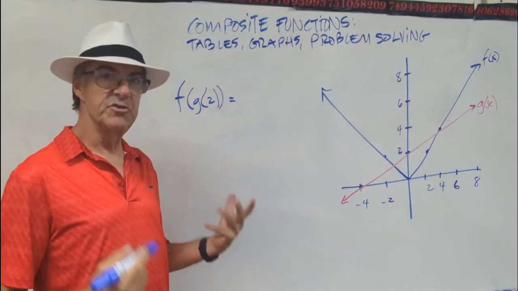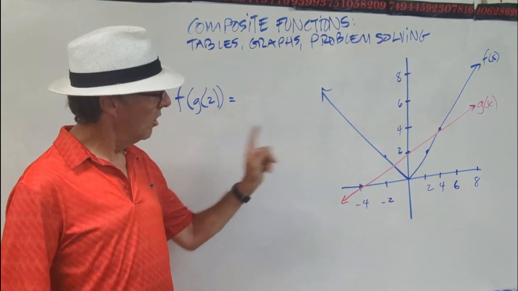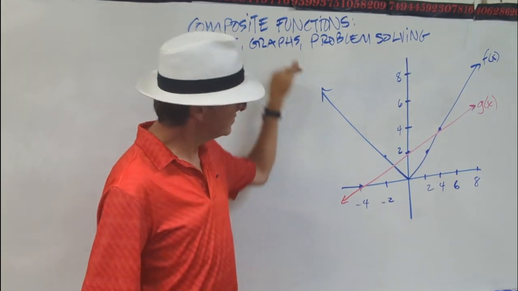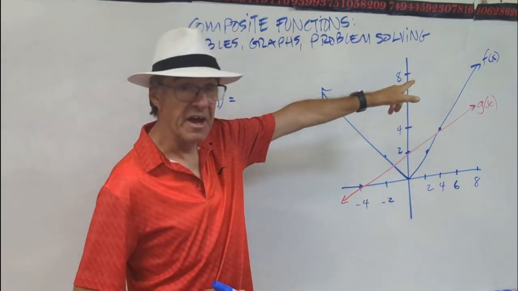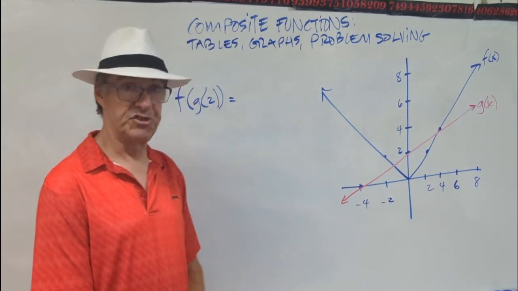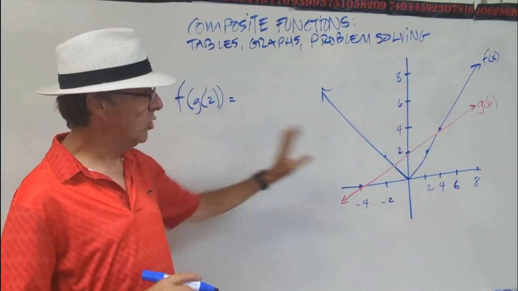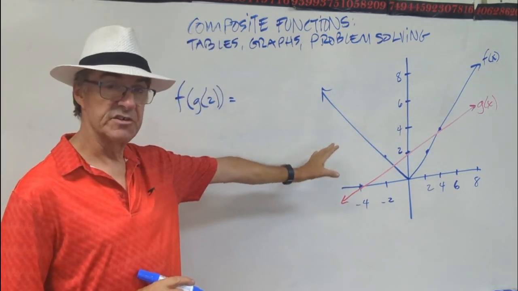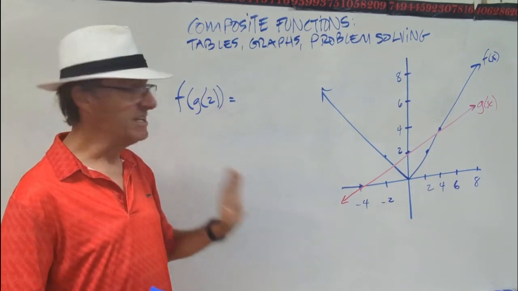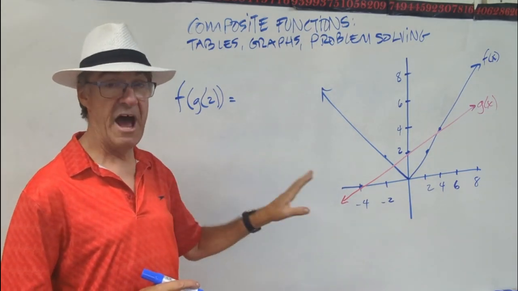All right, let's do this from a graph. So over here, I've graphed 2 functions. The blue one is f of x. The red one is g of x. Now, we can quickly figure out the equations for these functions, but we're going to skip that step and we're just going to use the graph.